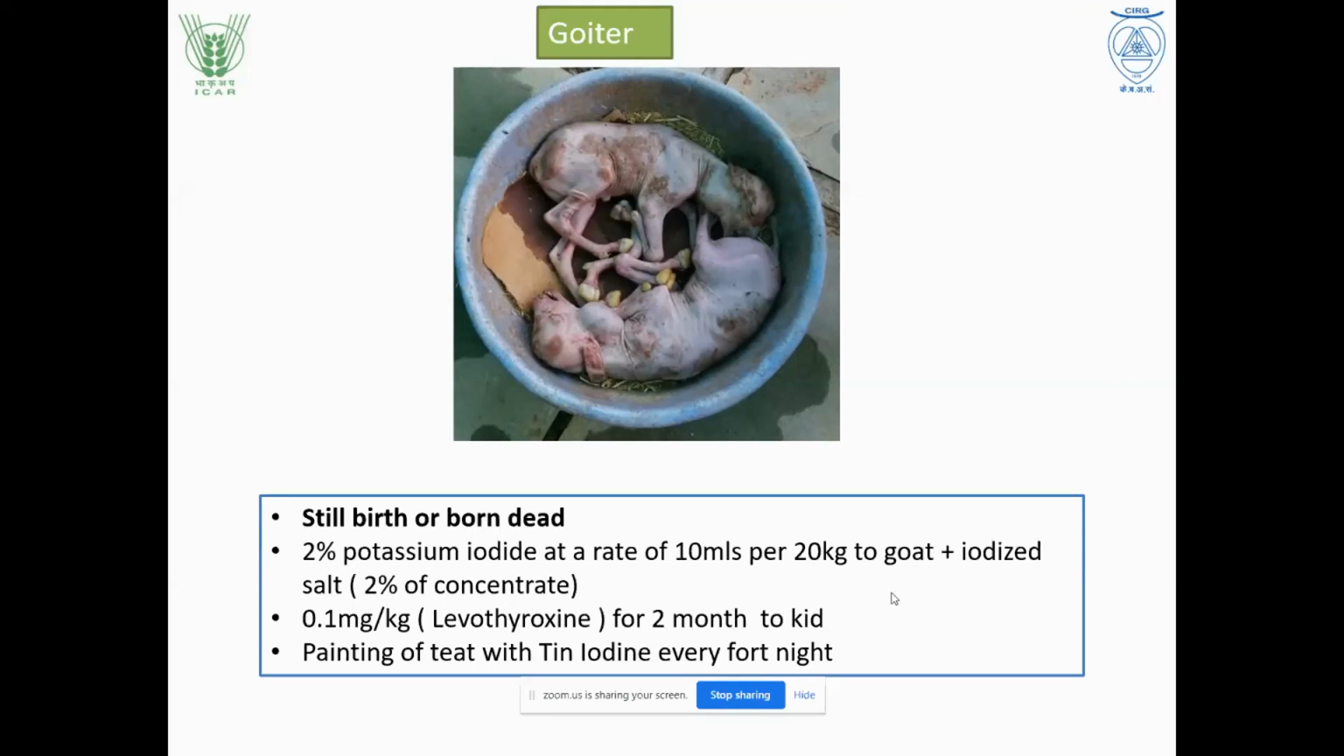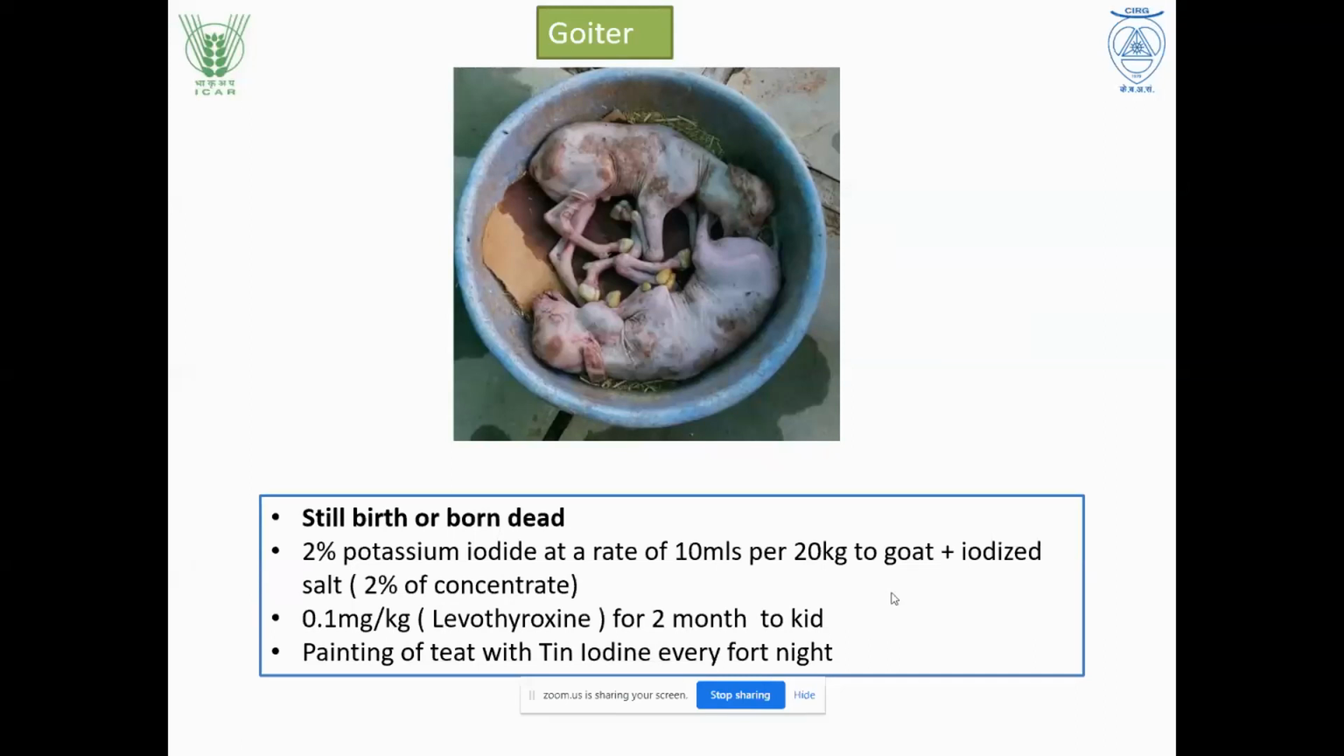So in some places where there is iodine deficiency in the soil, the dams have a poor level of iodine, and because of that the younger animals are born with enlarged thyroids. There are different approaches to provide iodine to the dams and to the young ones also. 2% potassium iodide at the rate of 10 ml per 20 kg to goats, along with iodized salt at 2% of the concentrate, provides iodide to the goat.